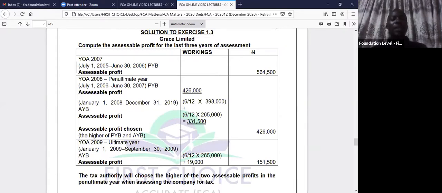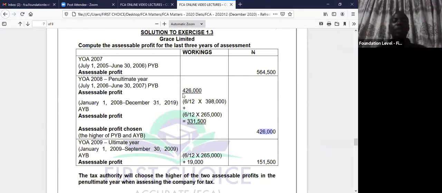When you do that, look at the figures for the two of them and choose the bigger one. You don't choose the smaller one, you choose the bigger figure. And that's for the penultimate year. You look for the preceding year basis, and you look for the actual year basis.